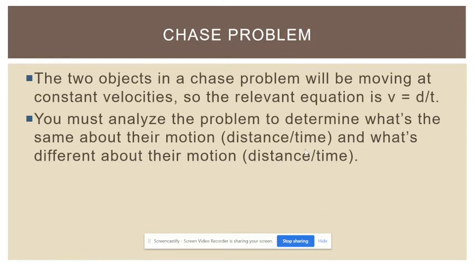So like I said, either they'll travel for the same distance, but they'll travel different times, or they'll travel for the same time, but they'll travel for different distances. Your job is to figure out which version of the problem it is. At the end of the day, I don't want anybody to get lost in the weeds conceptually. At the end of the day, the objects are moving at constant velocities. So it's a v equals d over t problem.